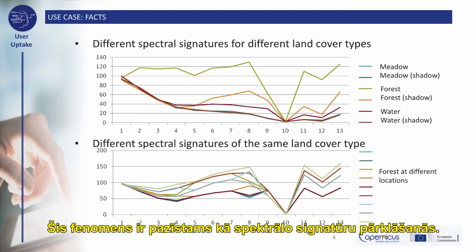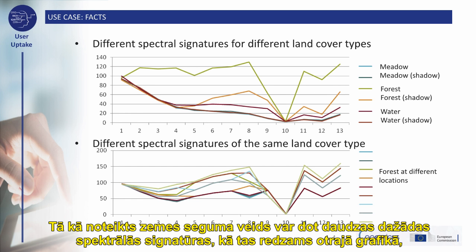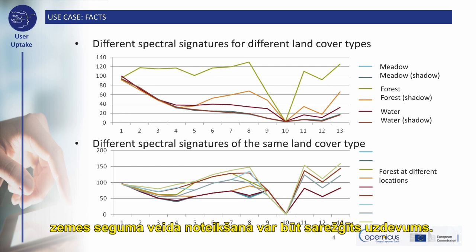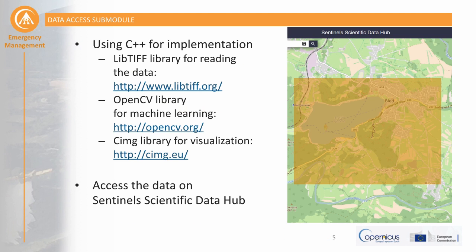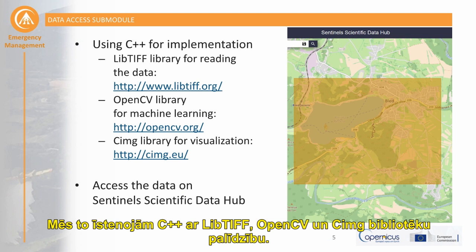This phenomenon is also known as overlapping of spectral signatures. Especially since a single land cover type may produce many different spectral signatures, as can be seen in the second graph, land cover identification is a difficult task. In continuation, we will show how this is achieved using machine learning approaches. Our implementation was done in C++ with the help of libtiff, OpenCV, and CImg open source libraries.